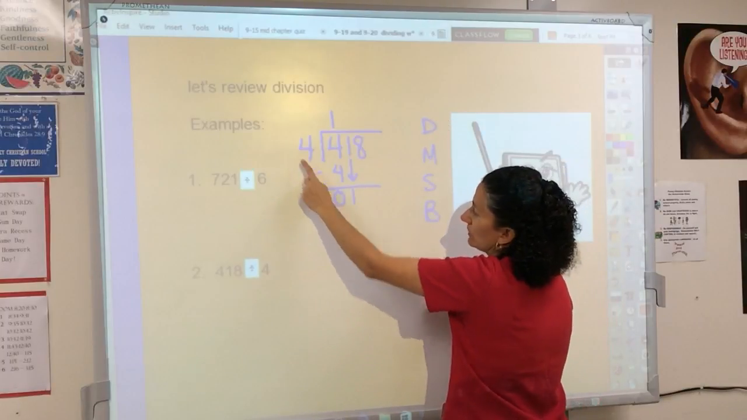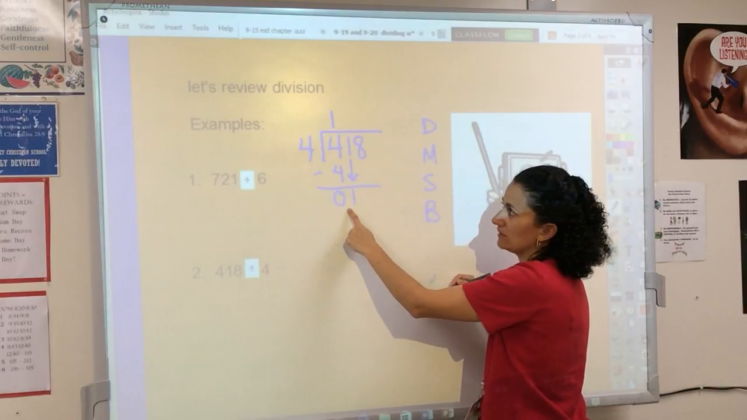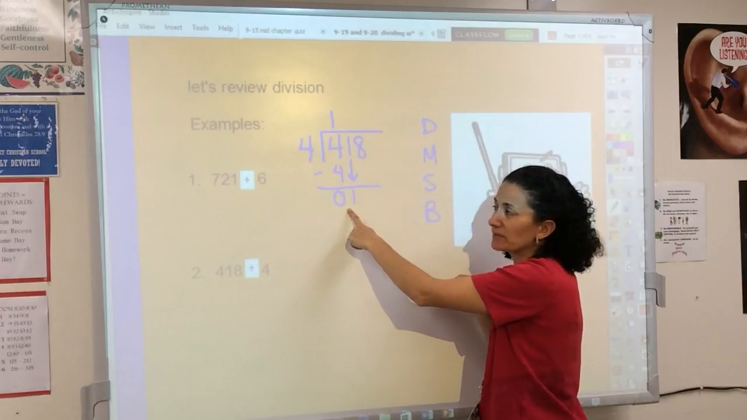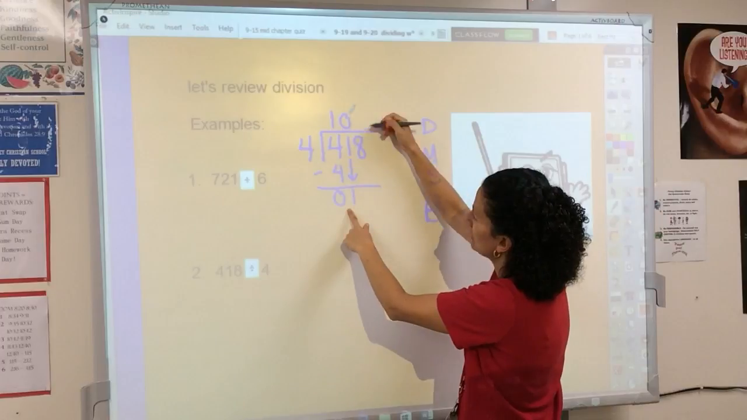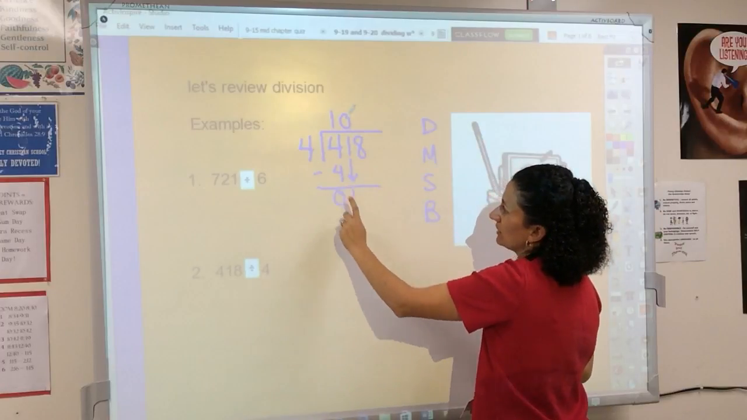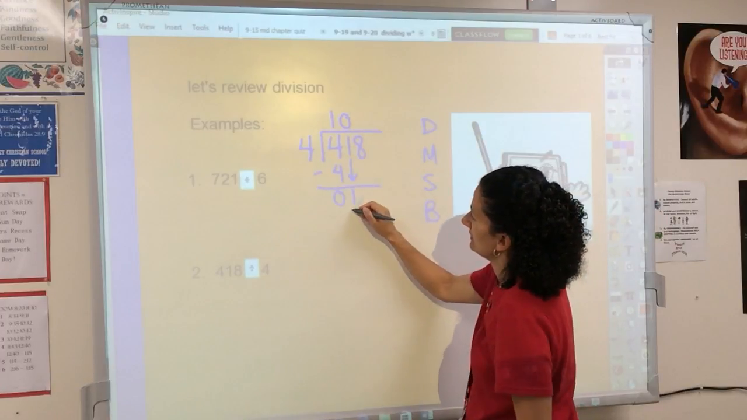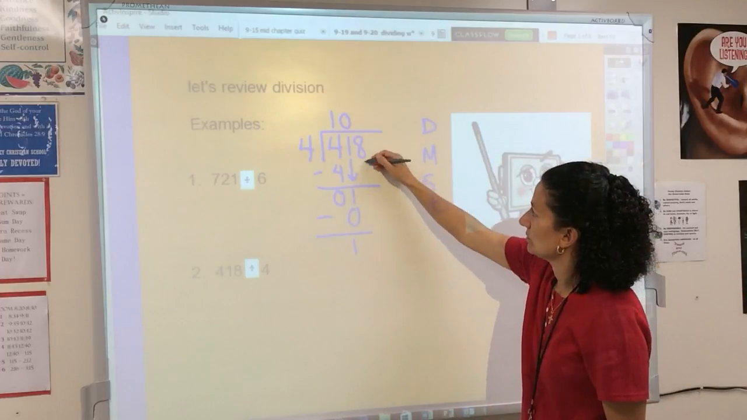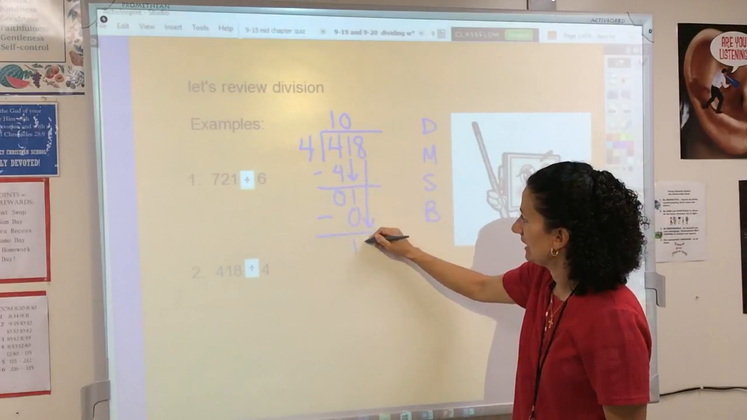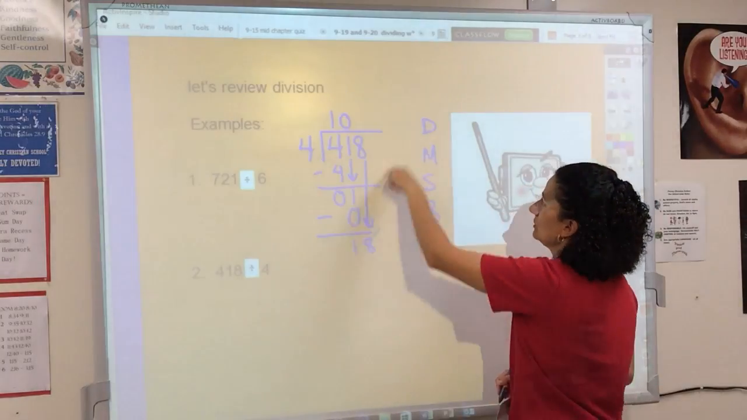I'm now dividing 4 into my new number that I made here. 4 doesn't go into 1, so I need to put a 0. Notice how I'm lining up my numbers here. So 0 times 4 is 0. I'm going to subtract, I'm going to get 1. I'm going to bring down my next digit, which is an 8. And now I'm going to start all over again.